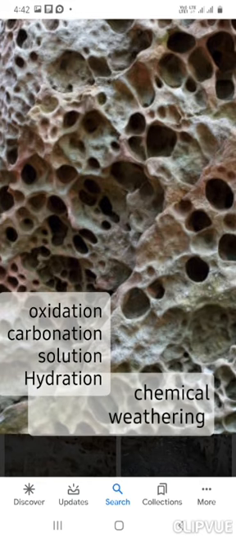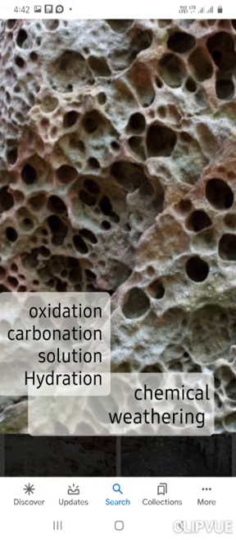Okay, students, next we'll move to chemical weathering. The disintegration and decomposition of rock due to chemical reaction is called chemical weathering. It mostly happens in humid regions, that is, equatorial, tropical and subtropical zones. Chemical weathering takes place through the processes of oxidation, carbonation, solution and hydration.